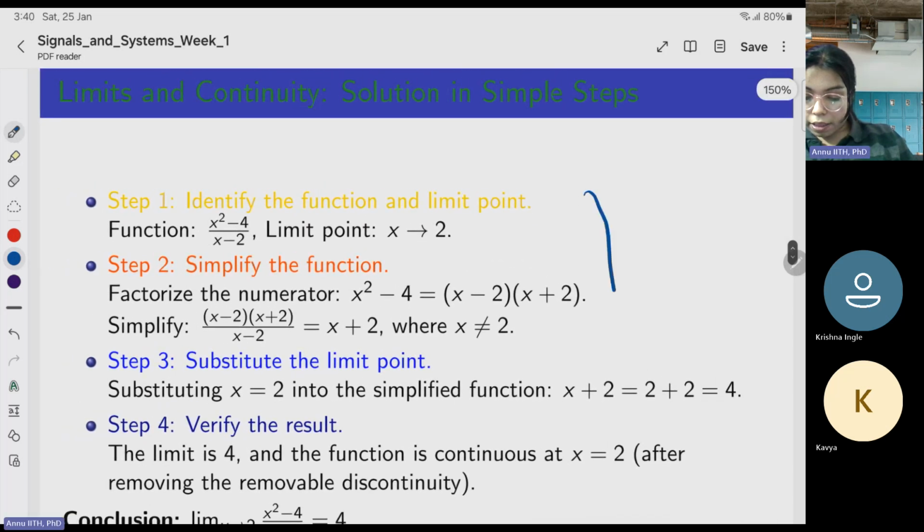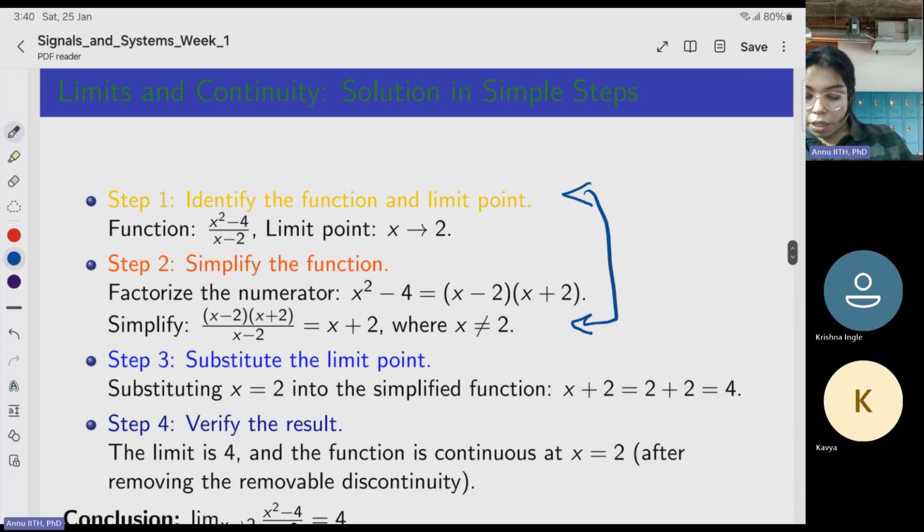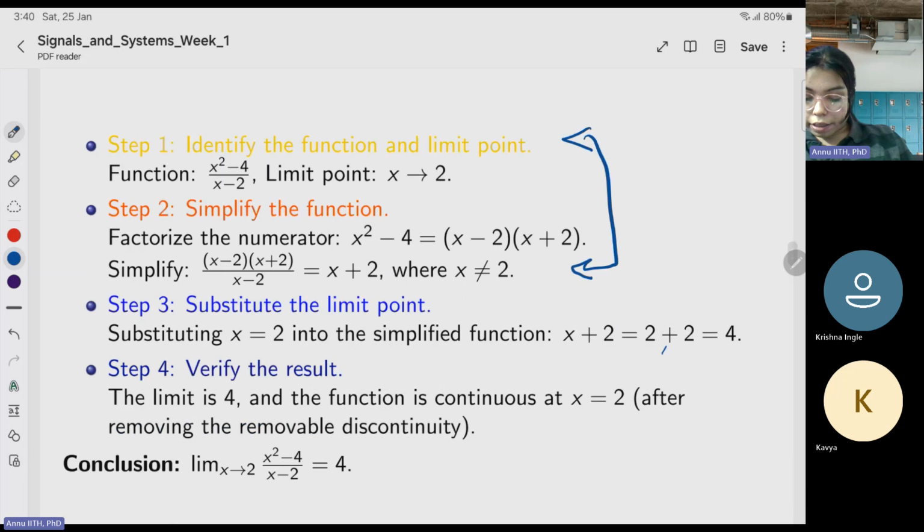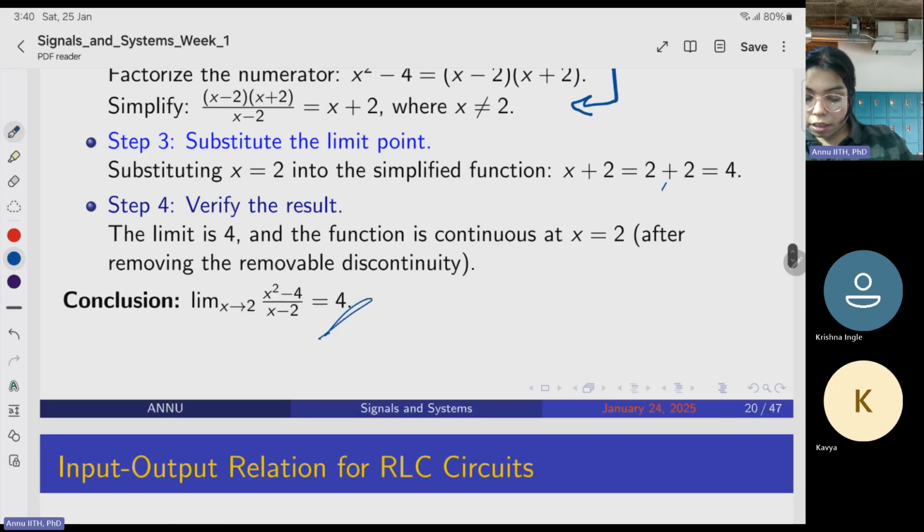Similar questions are there, how to solve them. I have prepared the slides point by point so that you will understand how to solve a particular problem. So substitute the limit point and we got our result. Verify also, we solved this.